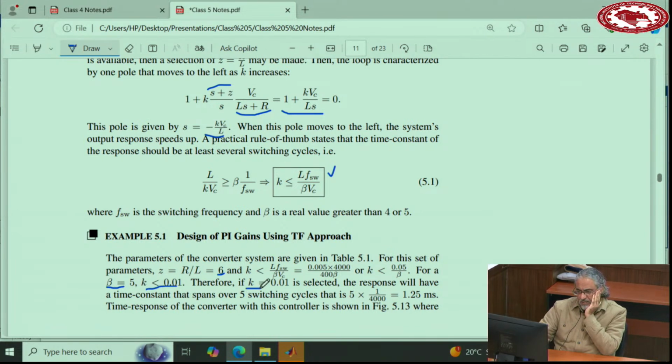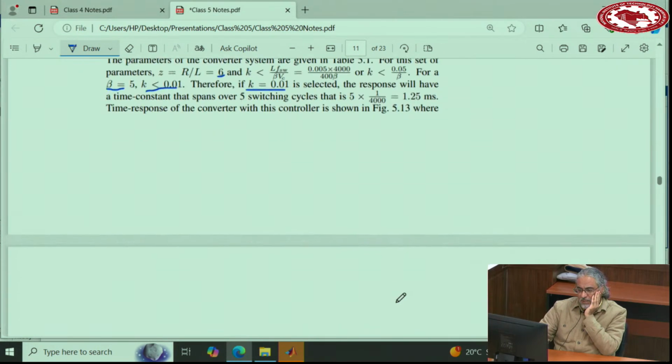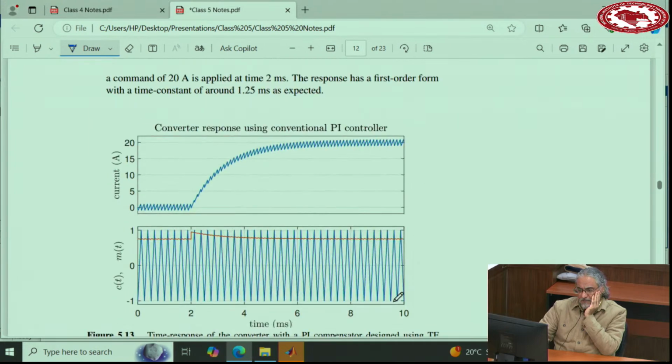So if you go with that, the response will have a time constant of 5 switching cycles, which is 1.25 milliseconds. So the response is like that, and I will show you the simulation later. When you apply the command, let's say you apply the command of current from 0 to 20 amperes, it goes like that, and the time constant, if you look at that, should be 1.25 millisecond.